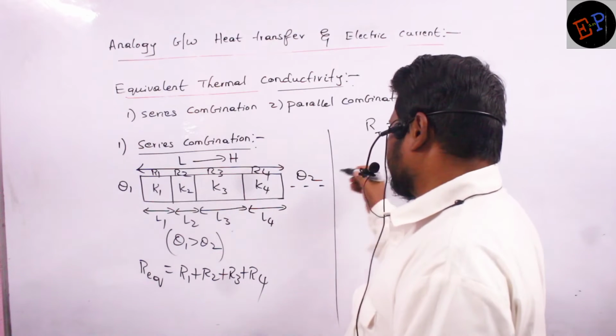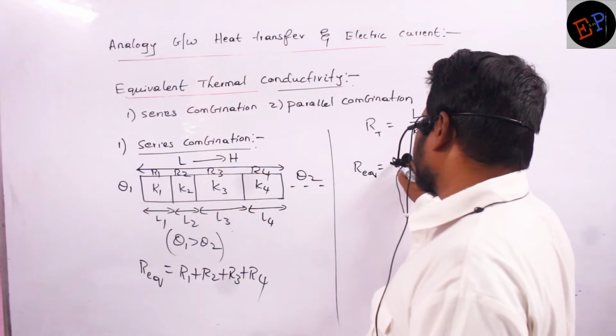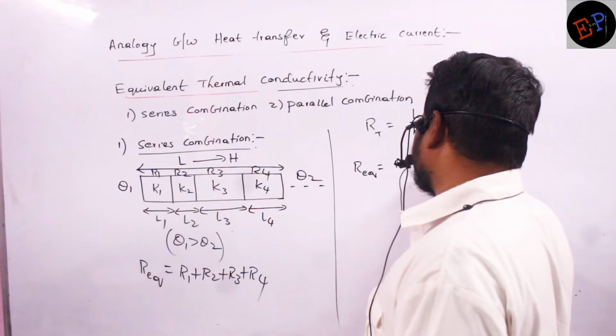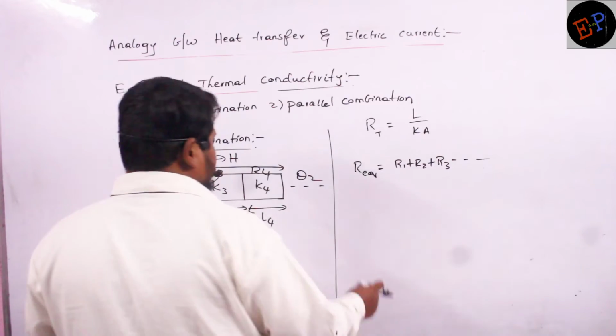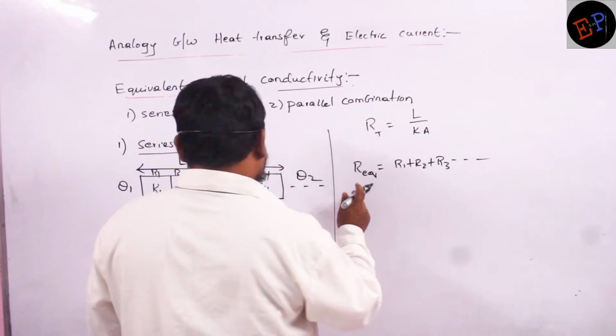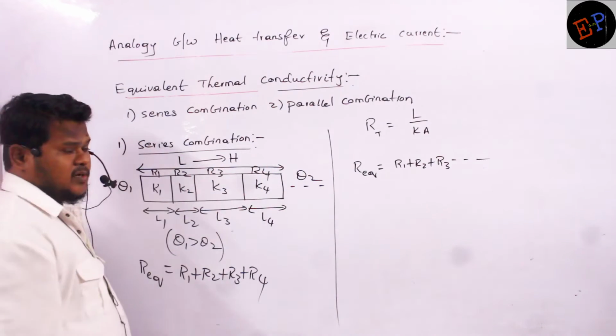So now, if I want to substitute in this relation, R equivalent is equal to R1 plus R2 plus R3, and it goes on like this. So equivalent thermal resistance, how can I write it? What is the total length of this combination? The total length of this combination is L, no?